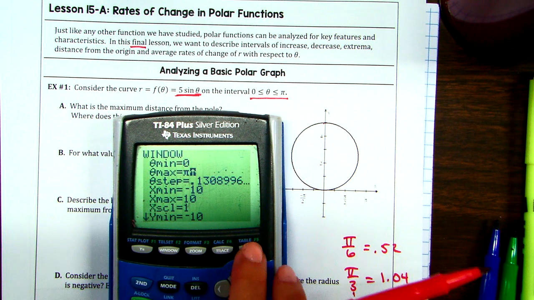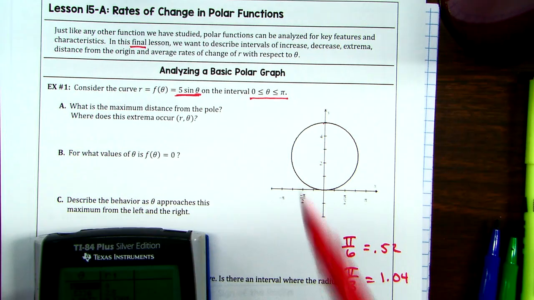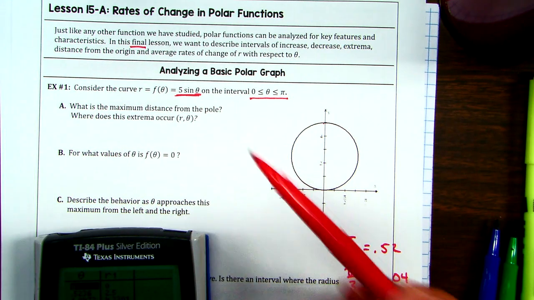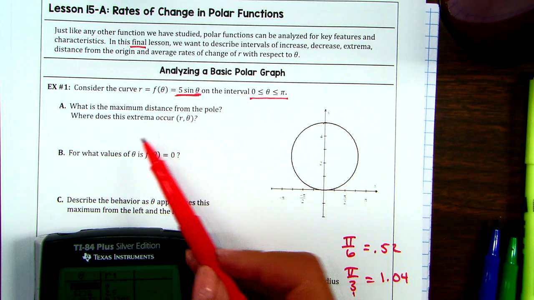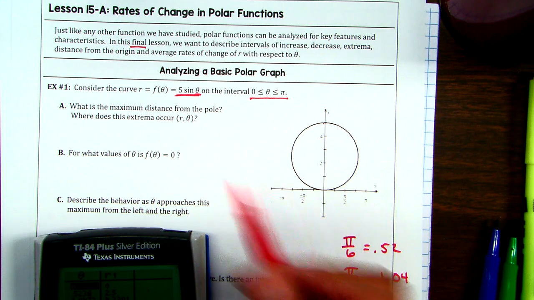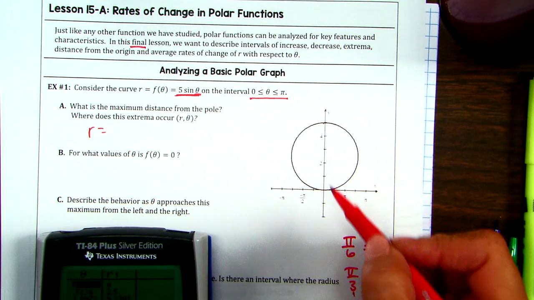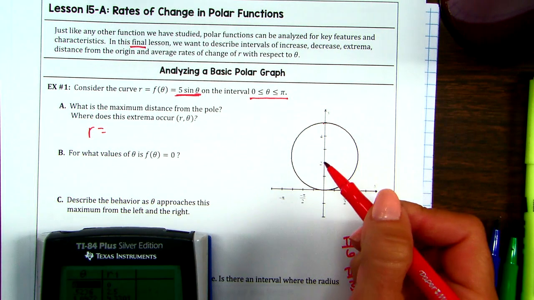Okay? So now when I go back to my table, so this next question, I can either look at the table or look at the picture. What is the maximum distance from the pole? Like, where does the maximum occur? What is the furthest radius we go out to? What's the biggest R we're going to use in this whole picture?